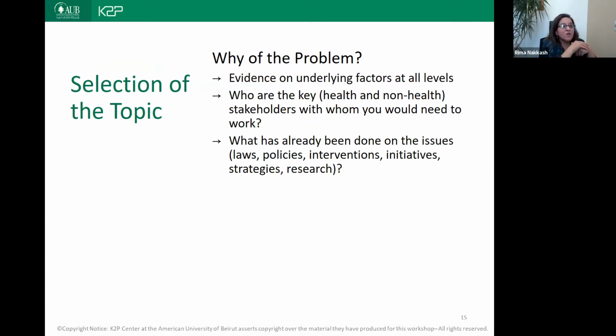So what is the evidence on the underlying factors at all the levels? Who are the key stakeholders, whether they are health or non-health related? In many instances, in those advocacy campaigns, we have to engage the non-health sector, and stakeholders that are outside the health sector. Who do we need to engage, and what has already been done on the issue?